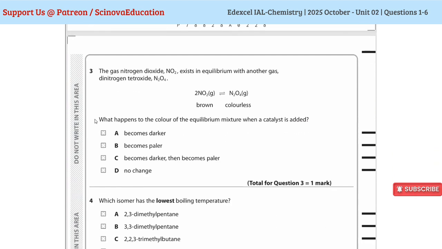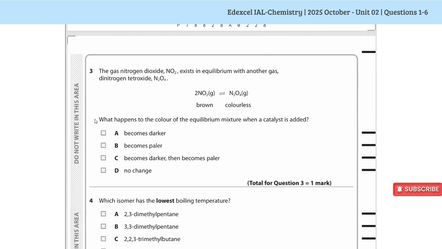Question 3. The gas nitrogen dioxide exists in equilibrium with another gas, dinitrogen tetroxide. This is not a new system for you. This is a frequently studied equilibrium system in different lessons. The question is, what happens to the color of the equilibrium mixture when a catalyst is added? We'll see what options are given.